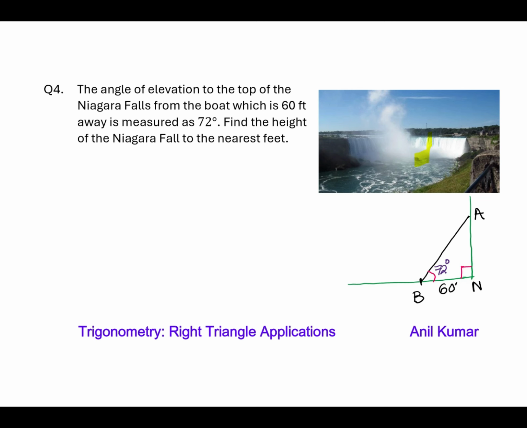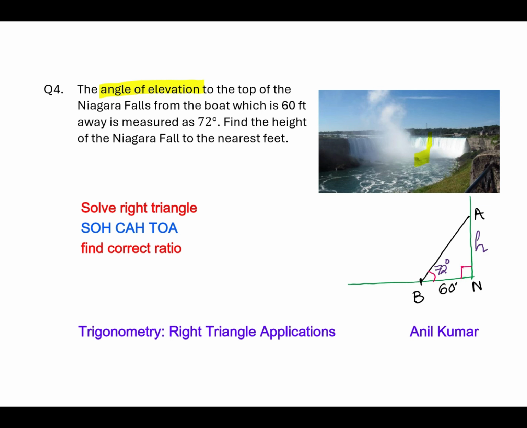Angle of elevation is the angle which the line of sight makes with the horizontal. And we need to find the height of the Niagara Falls. So let h be the height of the Niagara Falls, correct? So we have defined a variable. H is the height of the Niagara Falls, right? So that's the figure which we are going to follow.